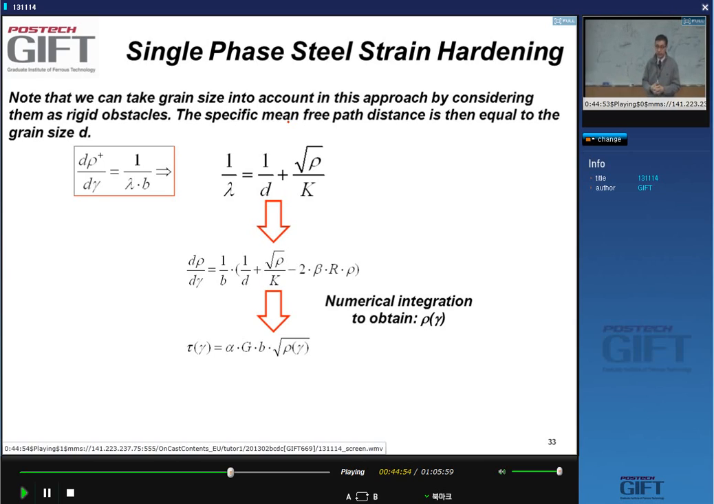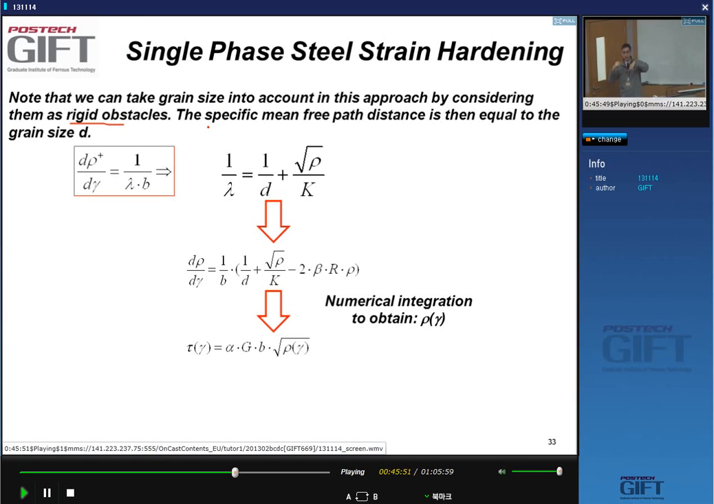Well, this is a nice example of where this approach works very well. It's actually very simple to put in the effect of grain size, or any other microstructural feature that works as an obstacle to dislocation glide. We can take the grain size into account by saying they're rigid obstacles. When a dislocation hits a grain boundary, it's finished. It just cannot go on anymore, so it just gets stored. It's not like meeting forest dislocations, where the dislocation may be able to cut through quite a few of them before it actually stops.